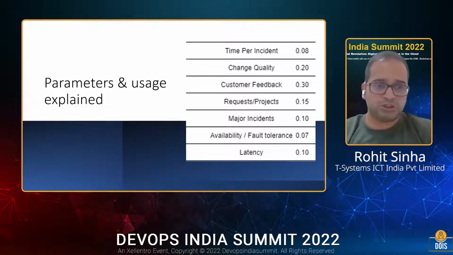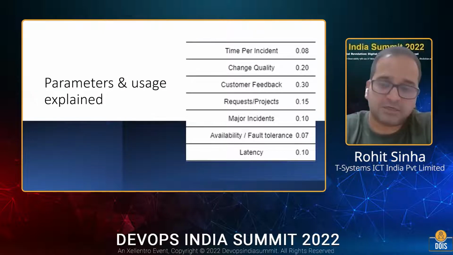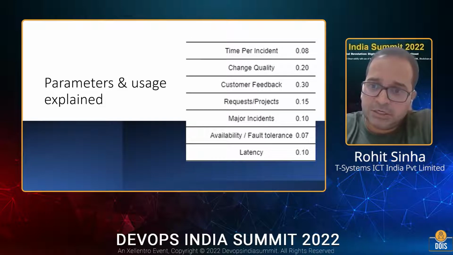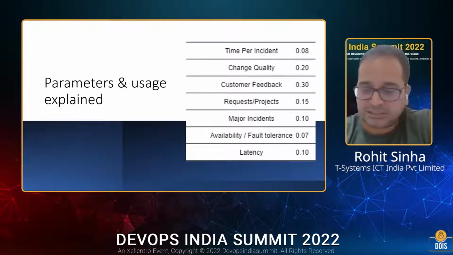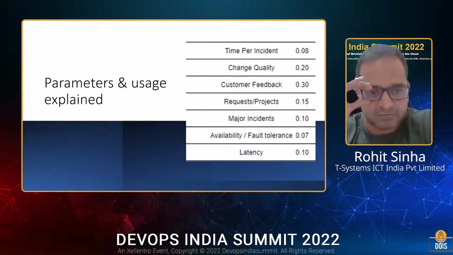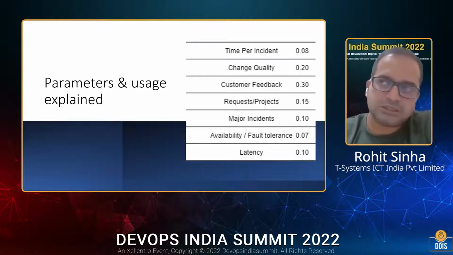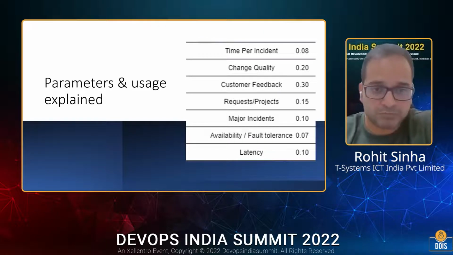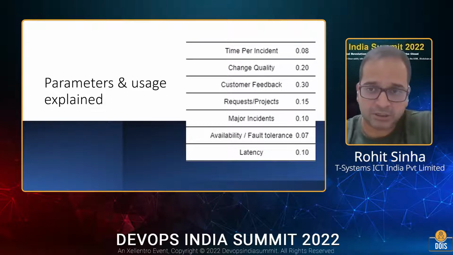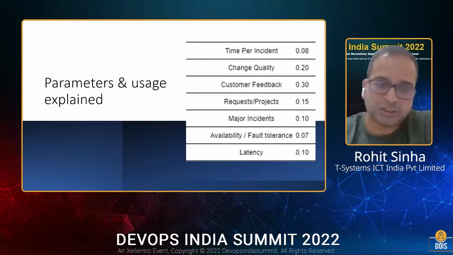Now, parameters and usage to be explained from a perspective of how do we look at it. Don't go by the numbers on the right hand side. That's a percentage variation which we have given based on the project, but we'll talk about these 7 parameters and more, which might be applicable. And I'll try to fit in different scenarios in each of these.